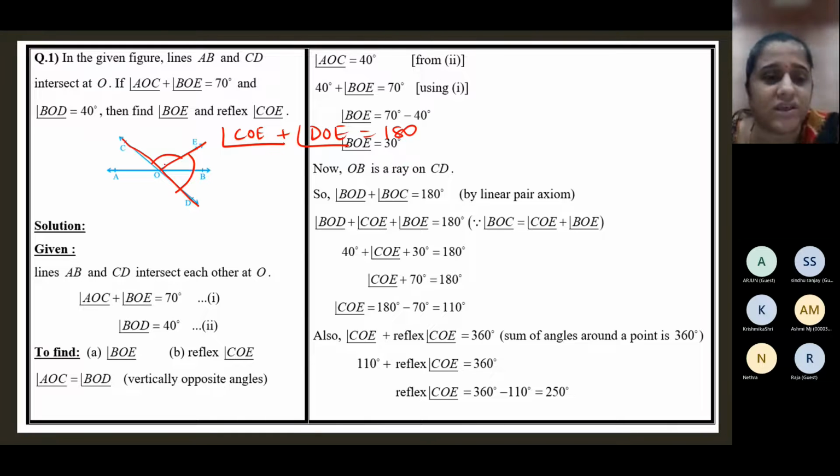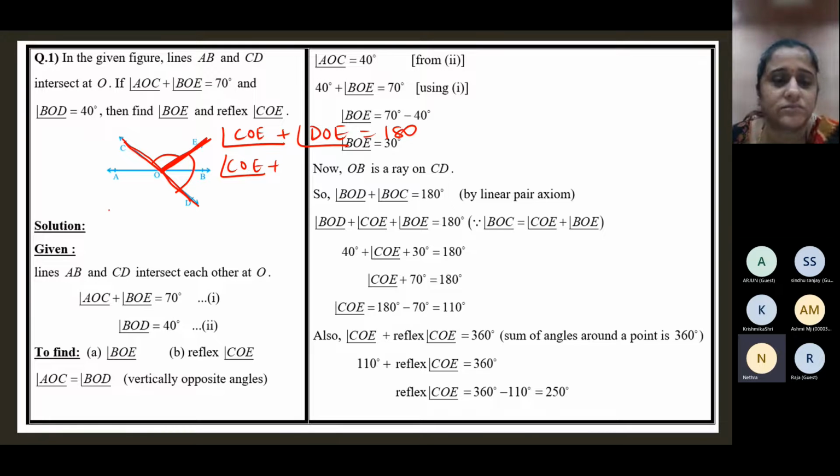COE, because OE is the ray. If you take OE as the ray, you must say COE plus DOE. The sum of these two angles is equal to 180. Now we have to find COE. So let COE be COE, plus DOE you must split. What is DOE? Netra, how can you split DOE? Yes. DOE, ma'am, EOB and BOD.